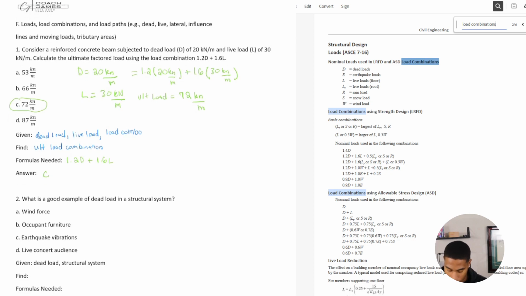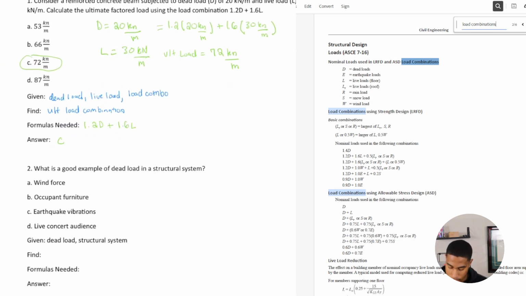Number 2. What is a good example of dead load in a structural system? Okay. So we're given dead load, or that we need to find dead load. That's the highlight, what we're trying to do. So dead load, we're also given that we're in a structural system and we're trying to find what's a good example.